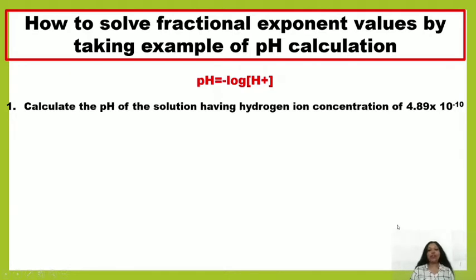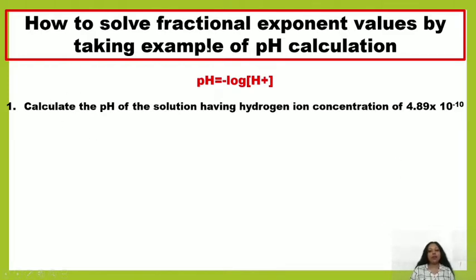In this video, we will talk about how to solve fractional exponent values by taking an example of pH calculation. I was getting requests from a few of my subscribers that they are finding difficulty in solving pH and hydrogen ion concentration calculation. And also I know that the students who are preparing for various competitive exams must encounter fractional exponent values. So I thought to discuss both in the same video by taking an example of pH calculations to explore how to solve fractional exponent values. So watch the video till end because I'll start from the basic value first.